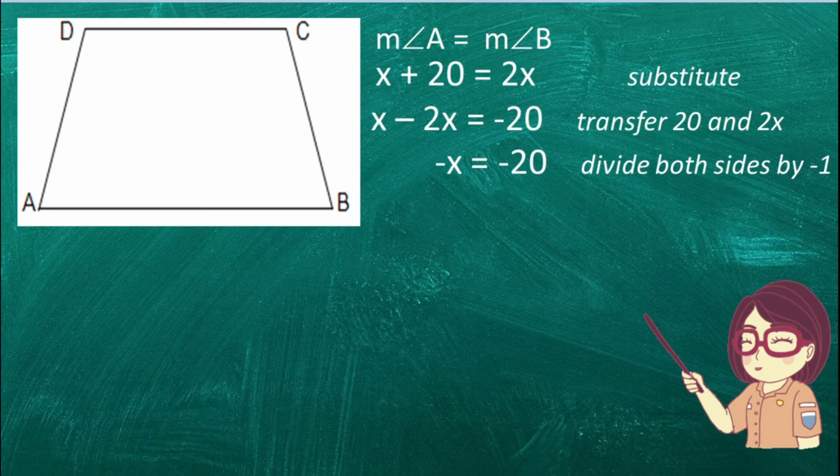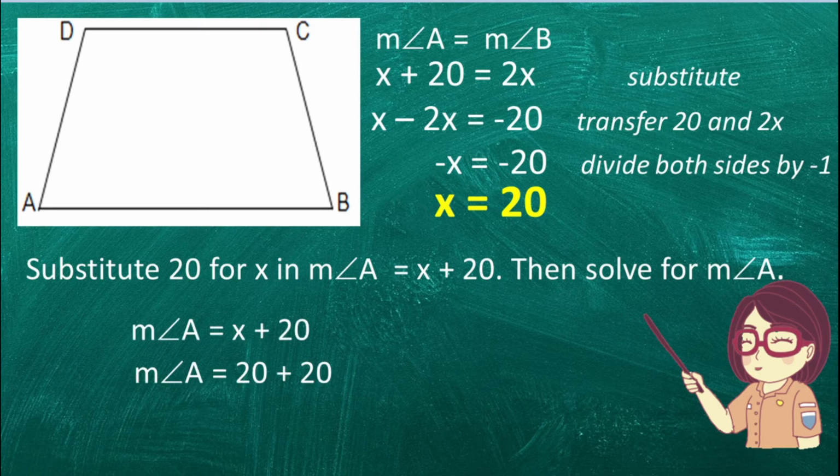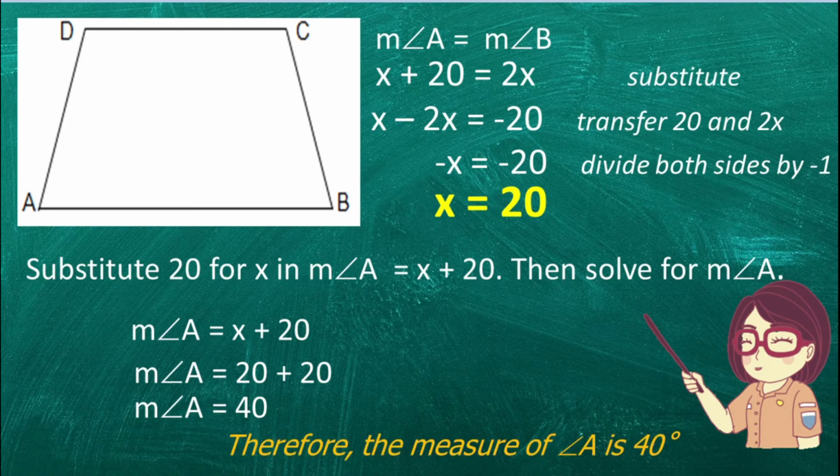Then we will divide both sides by negative 1. So x is equal to 20. So we will substitute 20 for x in measure angle A equals x plus 20. Then we will solve it. So substituting 20, so 20 plus 20. So measure angle A is equal to 40. Therefore, the measure of angle A is 40 degrees.